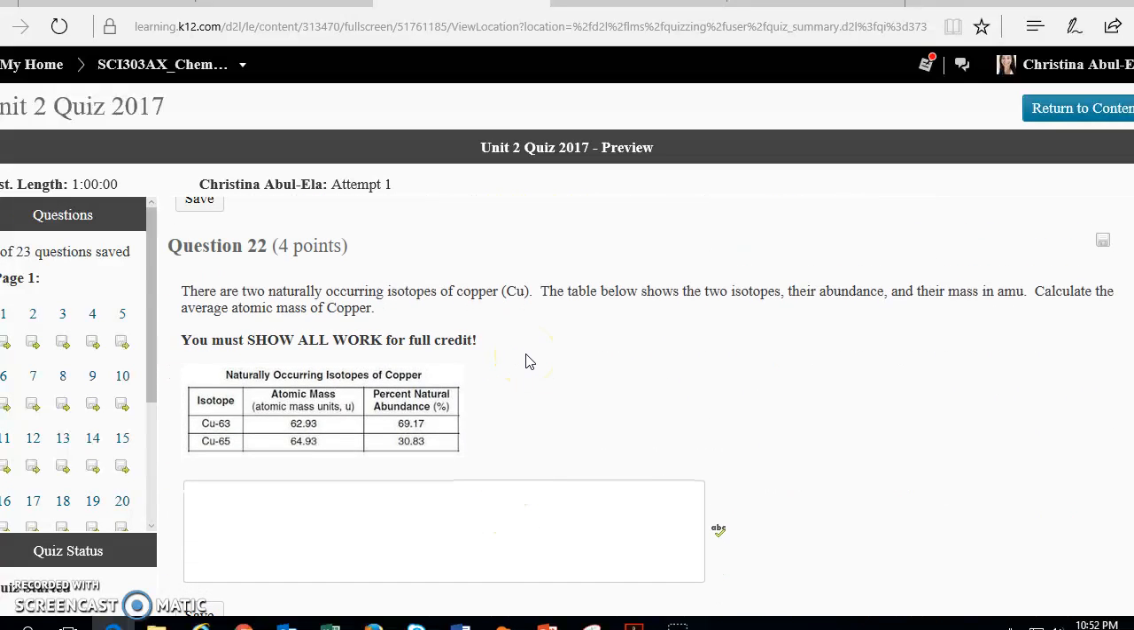Question 22 is also an open-ended question. There are two naturally occurring isotopes of copper. The table below shows the two isotopes, their abundance, and their mass in atomic mass units. Calculate the average atomic mass of copper. You must show all work for full credit.